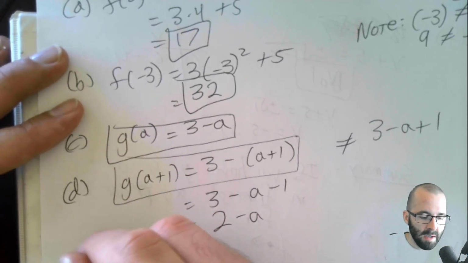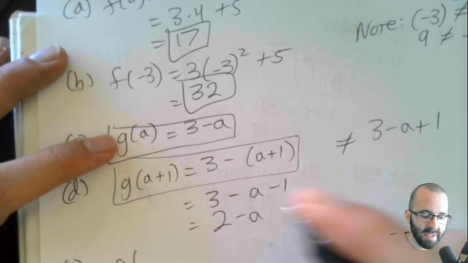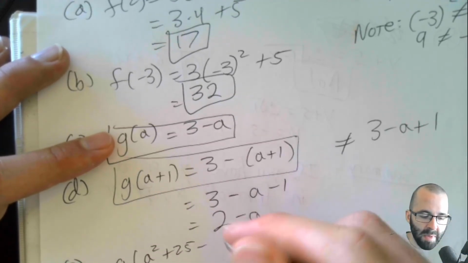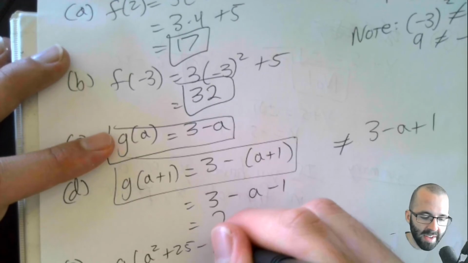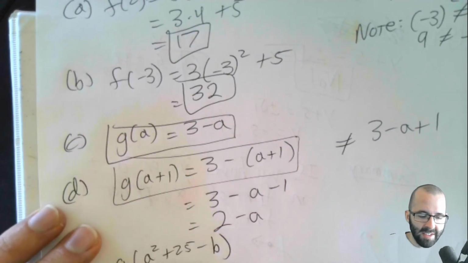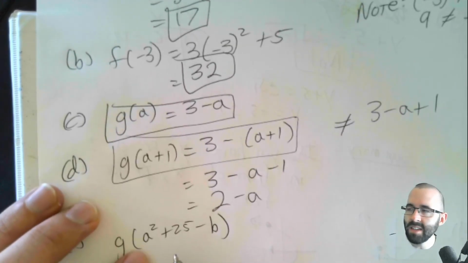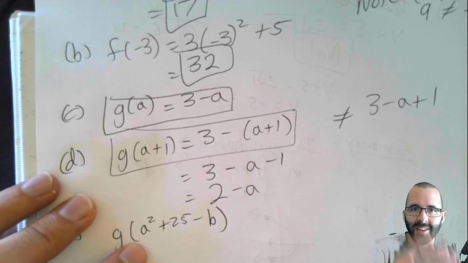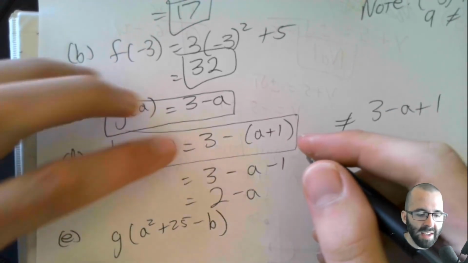All right. Part E, and this can be even messier, right? It could be, I don't know, a squared plus 25 minus water balloon. I don't know, minus b, whatever, right? This input can be as messy as we want it to be. As messy as I want it to be, and way messier than you want it to be, probably. But the idea is still the same.